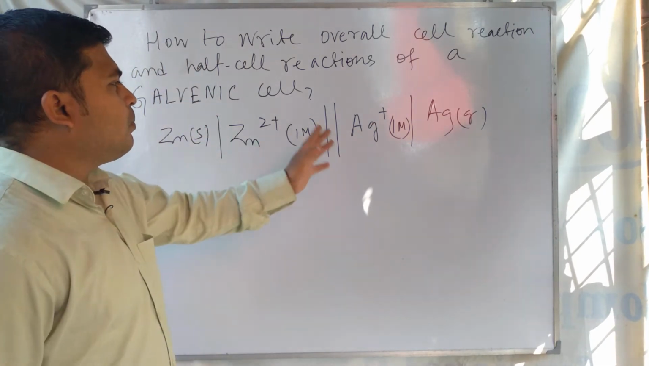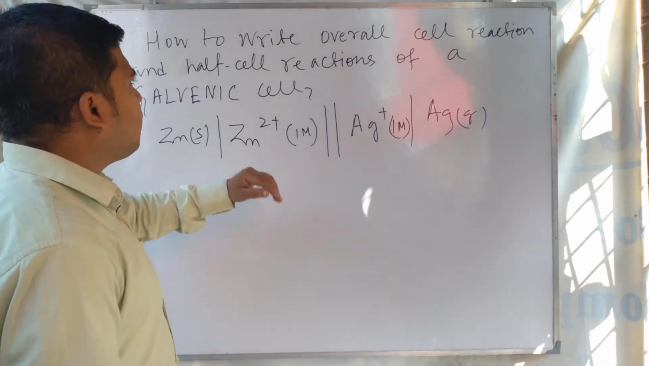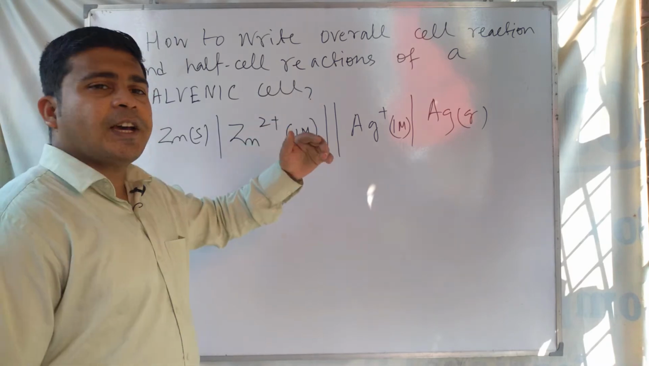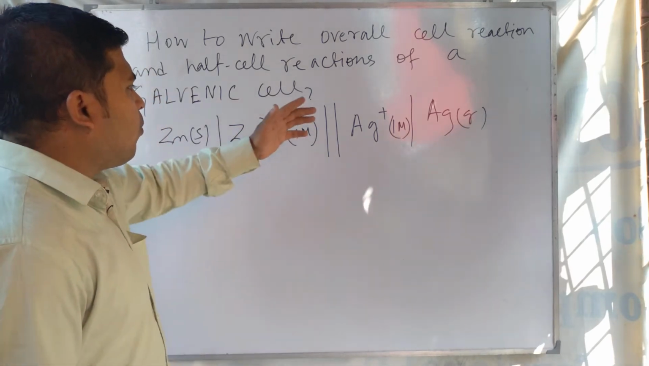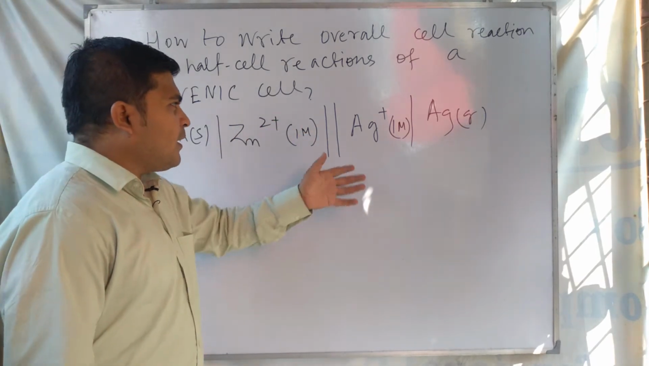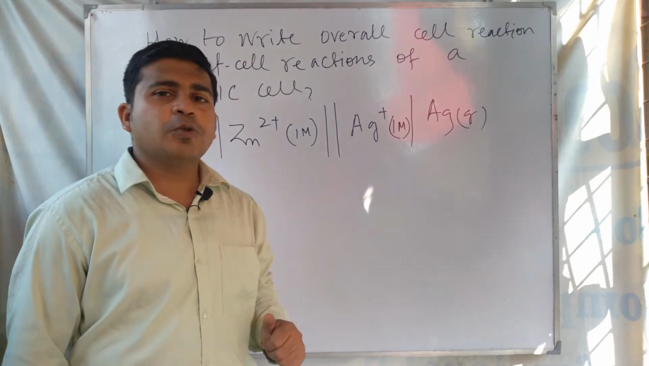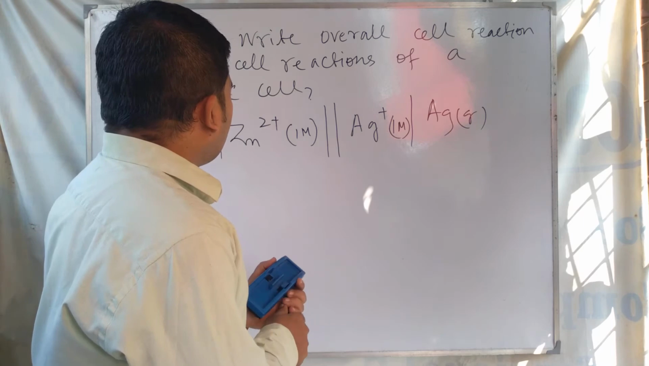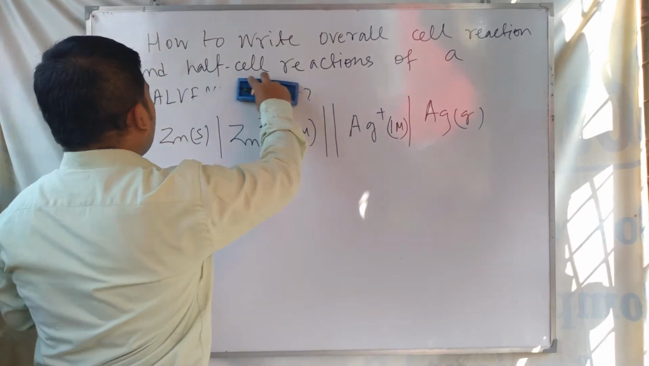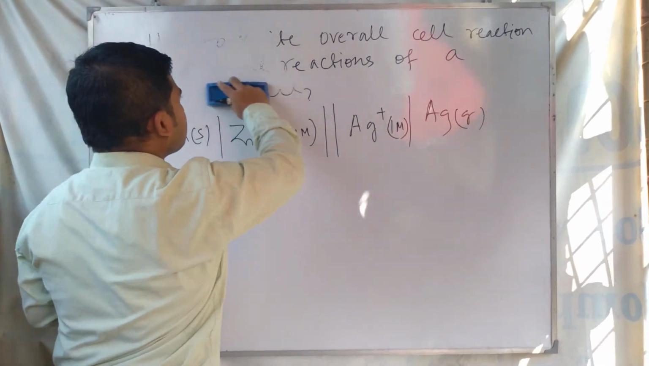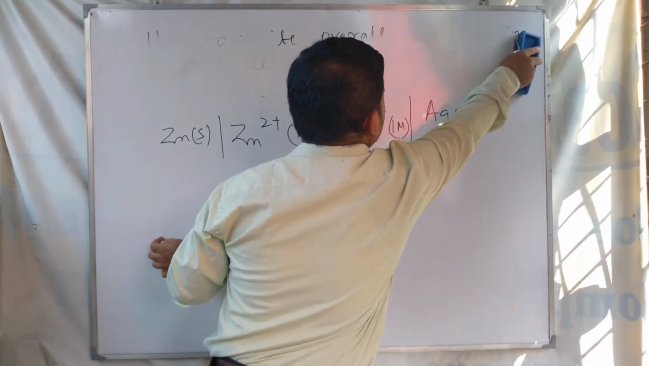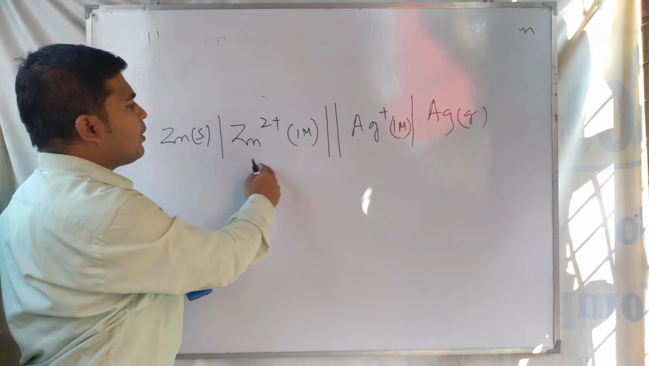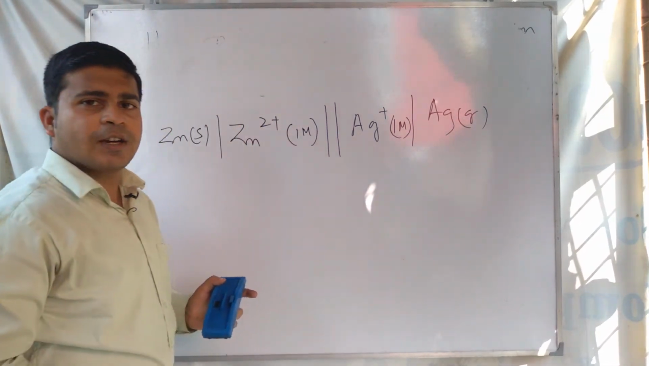From this representation of the galvanic cell, we have to find out the overall cell reaction for this galvanic cell and what the individual half cell reactions are. Right now I show you how you can do it. Here this one is the oxidation half and this one is the reduction half.